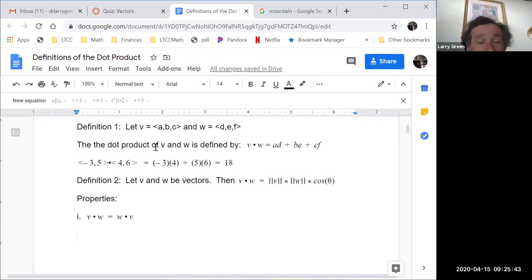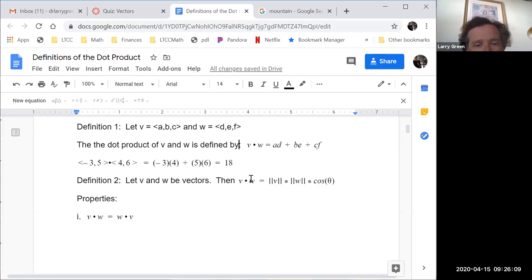Yeah, it turns out it's obvious for 2 reasons. Reason 1 is definition 1, and that is if you switch A, B, and C with D, E, and F in definition 1, then you get the same thing. Is that clear? AD plus BE plus CF is the same as DA plus EB plus FC.